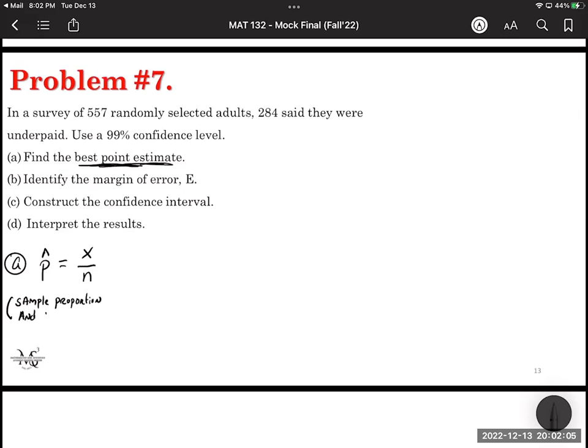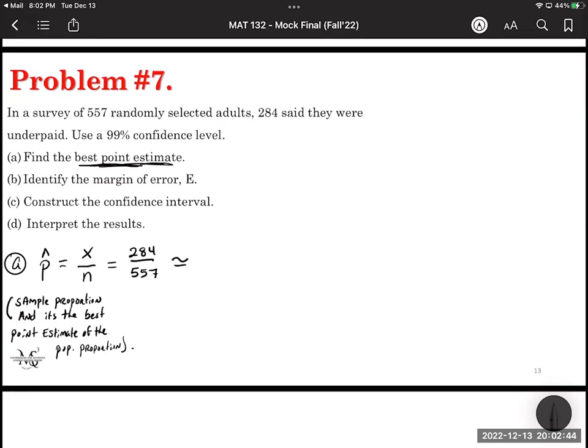and it's the best point estimate of the population proportion. If you want to compute this value, you take X divided by N. So what's X over N? 284 over 557. That's right, 284 over 557. When you compute this value, you round it to 3 decimal places.